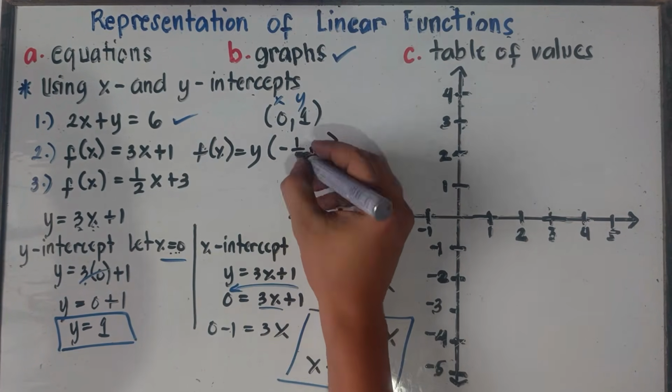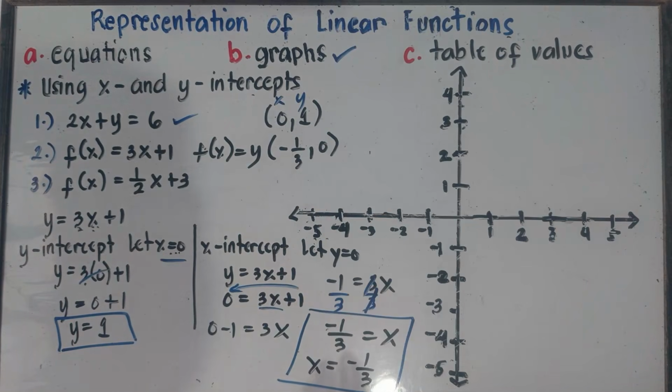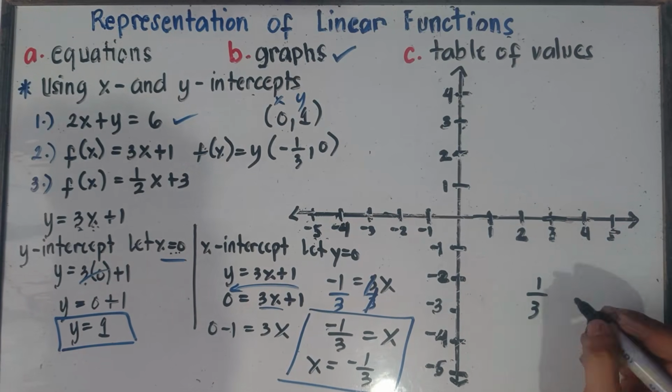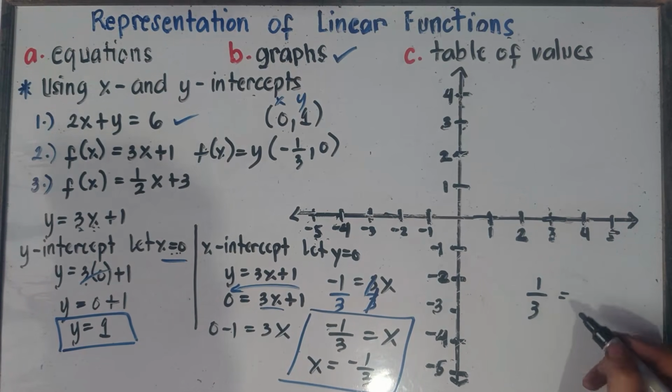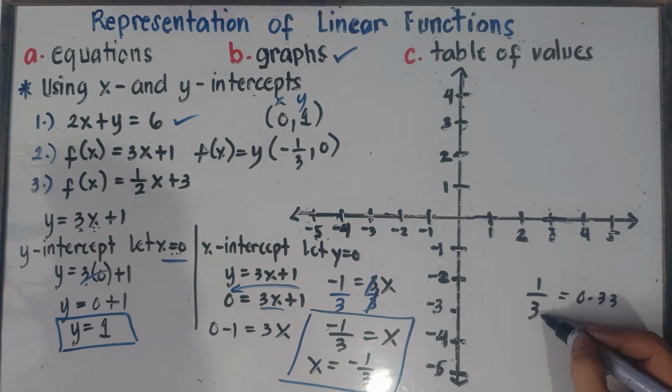Okay, x equals negative 1 over 3. Now, how do you plot this one, class, in the Cartesian plane? Once again, class, 1 over 3, if you divide 1 by 3, the answer, class, is 0.333.